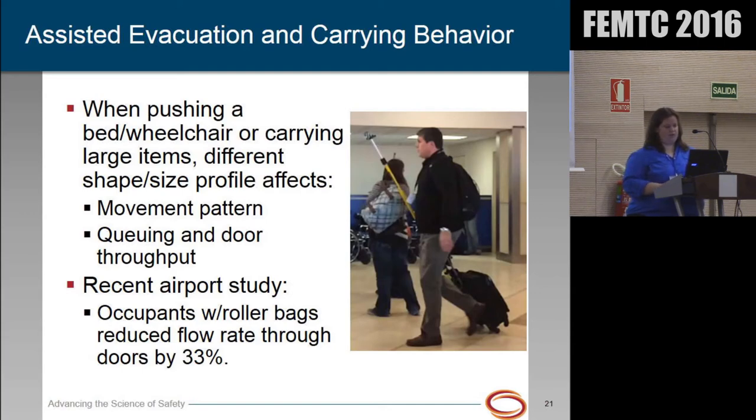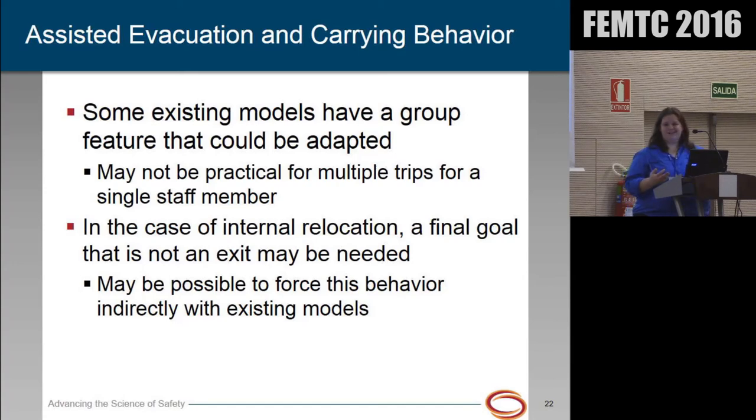Right now, we've attempted to address that by doing things like increasing the shoulder width of occupants, but that doesn't fully capture the actual shape profile of somebody carrying luggage or pushing a bed. Again, some models do have a group feature that could be adapted. The potential issue that I've seen when looking into this is that it's not practical for multiple trips, because often the group feature is still designed to just exit, versus having, for example, a staff member go back and forth and basically have multiple groups. And again, in case of internal relocation, your final goal is not necessarily an exit. You might really just be going to the next corridor over.